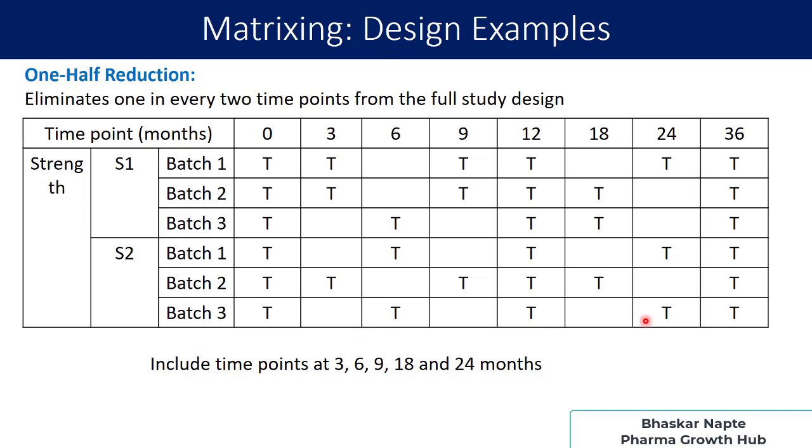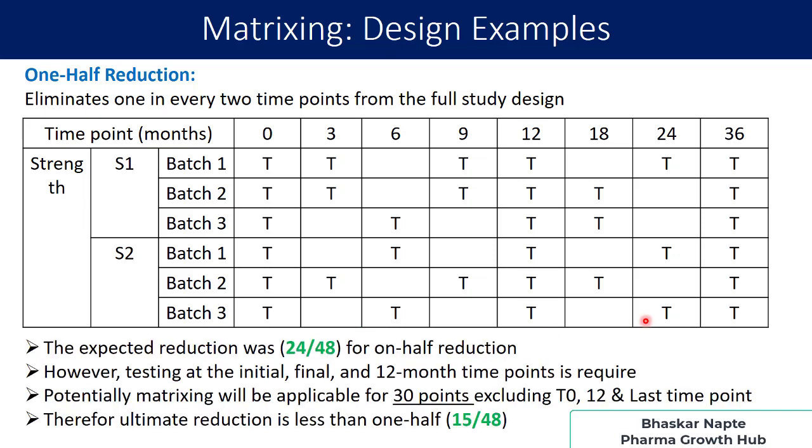So altogether, once you have this entire plan, the expected reduction was how much? The 24. Because 48 is the total number of time points. So one half means 48 divided by 2 becomes 24. So I was expecting there will be only 24 samples to be tested if I use one half reduction. However, the testing at the initial, final and 12th month time point is required and hence added into the testing plan. Initial, the 12th month and the 36th month.